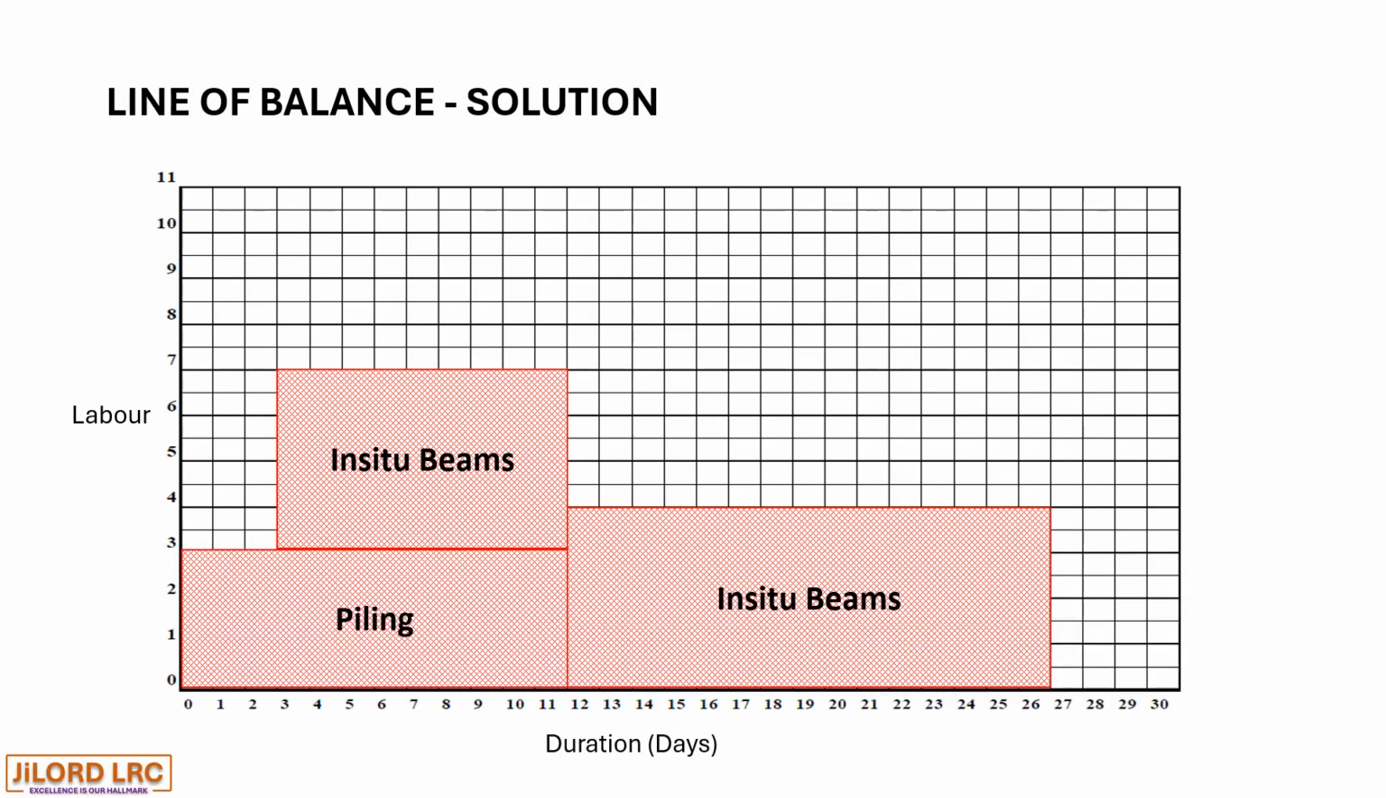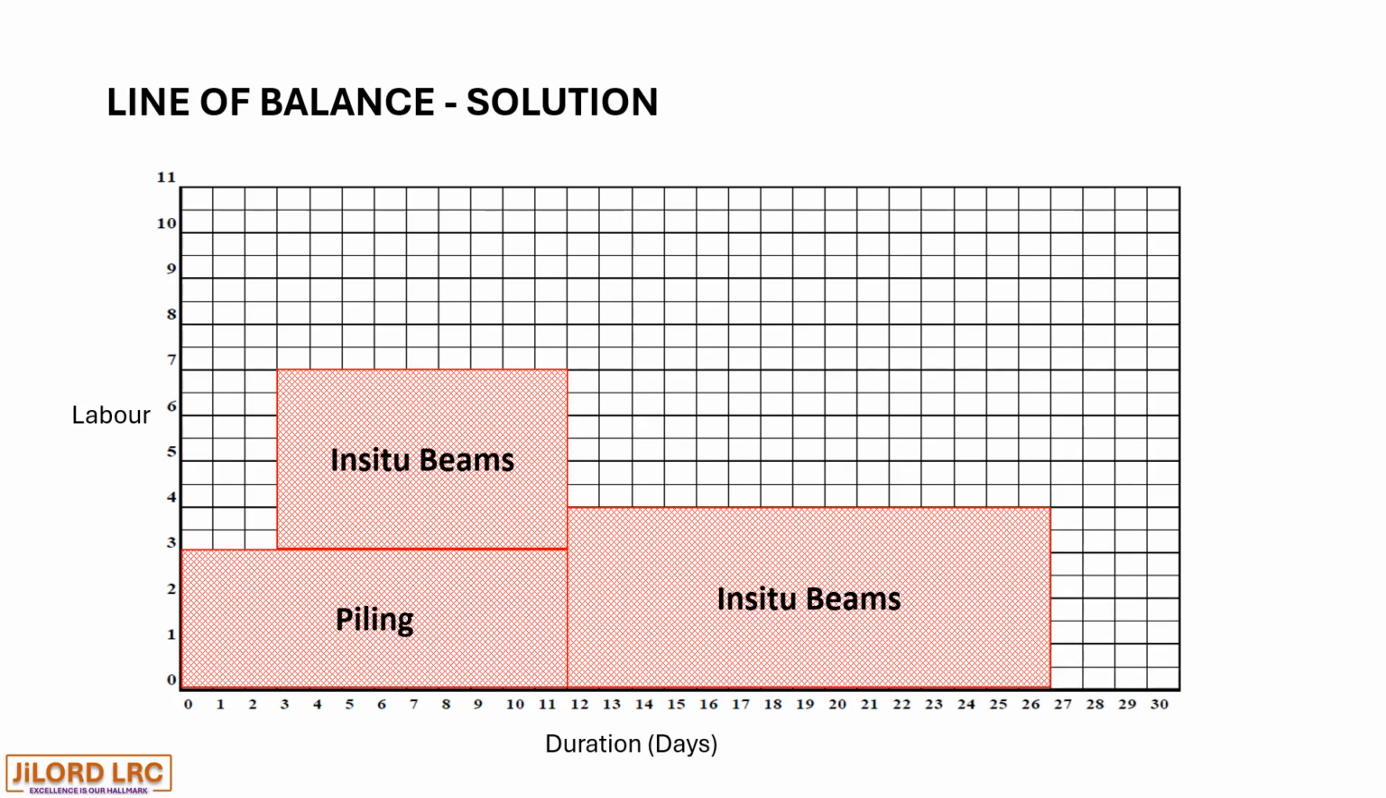So the in situ beam operation has been split so that we can completely fill all the spaces available on the graph. So piling commenced. By the 3rd day, in situ beam had commenced. By the 12th day, piling had ended, but in situ beam, which is moving at a slower rate than piling, proceeded and ended on day 27.